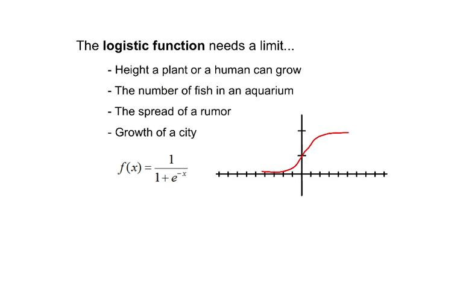All right, so here we are with our logistics function, and again, it's given by this equation here. The logistics function needs a limit, so we did just talk about that. I gave some examples, but here they have the height a plant or a human can grow, okay, because there's only so high that someone can grow. I mean, I guess someone could grow forever for their whole life, but it's not happening. The number of fish in an aquarium, for instance, because again, there's only so many that can survive per square inch, and so you kind of have to take care of that.